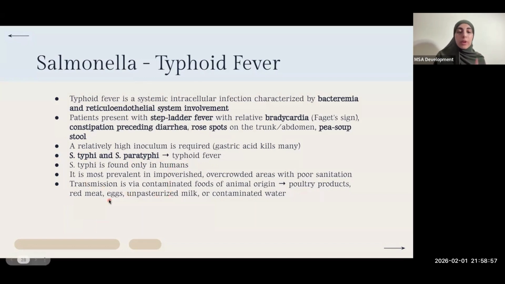And one more thing, very important, transmission. You get it from contaminated food because it's in GIT microbiology, so obviously it has to do with the GI, and anything in the GI you get from contaminated food. One specific group of animals or food that you should always think of when you think of salmonella is poultry products, chicken, eggs, especially chicken and eggs. But you can also get it from red meat, unpasteurized milk, or contaminated water.